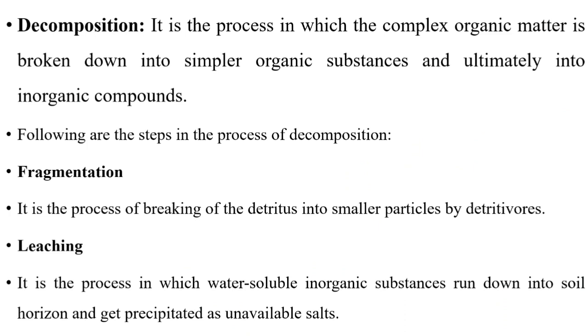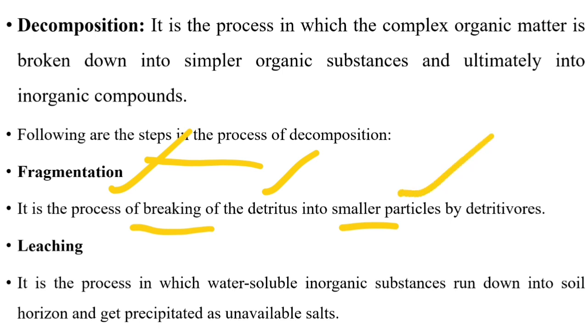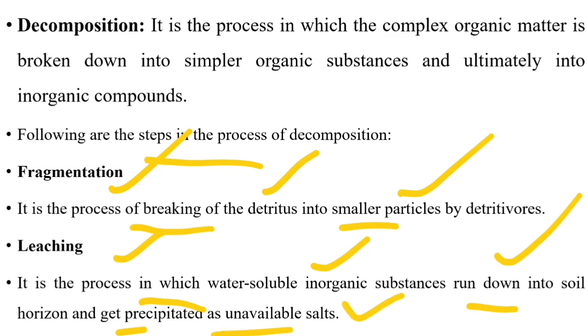Then what is decomposition? It is the second function of an ecosystem. It is the process in which complex organic matter breaks down or degrades into simpler organic substances and ultimately inorganic compounds and mixes in the soil. The process of decomposition is carried out by the following steps. One is fragmentation. It is the process of breaking detritus or dead organic material into smaller particles. The first step is fragmentation by detritivores. Then leaching is the process in which water soluble inorganic substances run down into the soil, or the soil absorbs those inorganic substances, and this substance gets precipitated as unavailable salt in the soil.